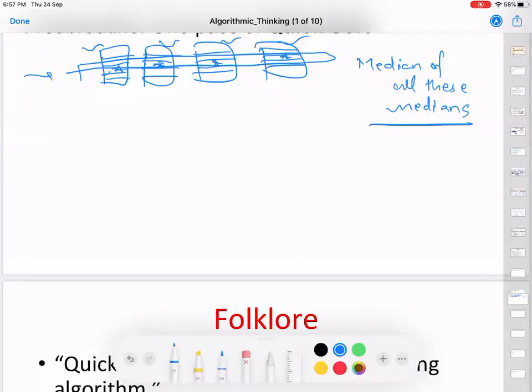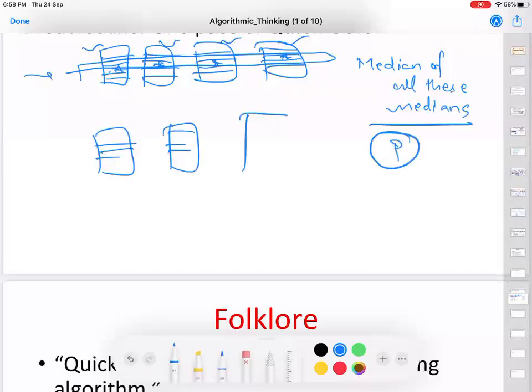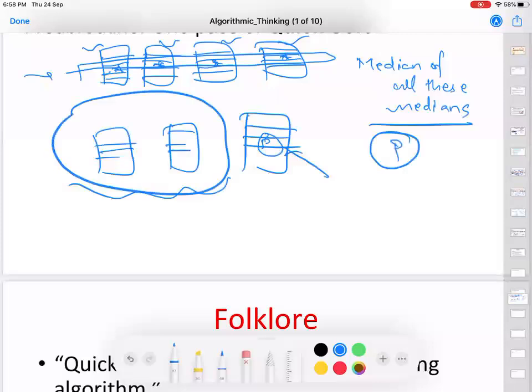After you find the median of all these medians, let's say this median was P. So let's say this is the bucket where this median P is. Buckets having a median less than P would be placed here, and buckets having a median more than P would be placed here.